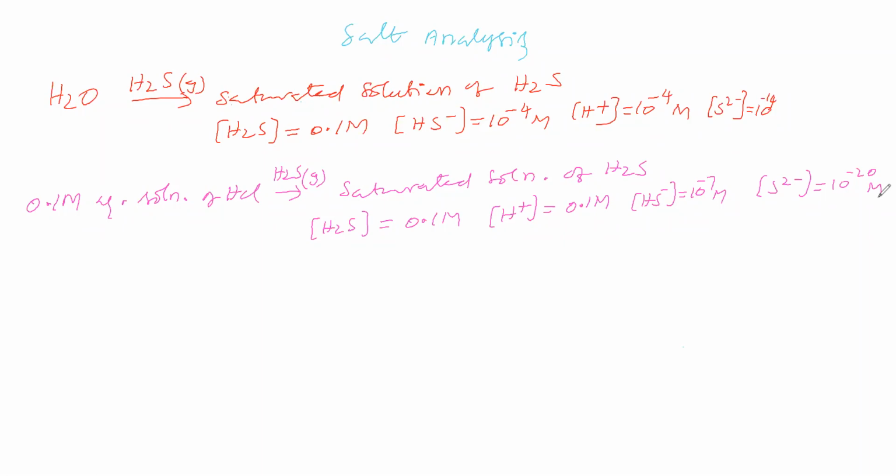Now let us compare these two. Here we got a saturated solution of H2S, and here also we got a saturated solution of H2S, but the way in which the saturated solution of H2S is obtained is different in these two cases. Here we are passing H2S gas into water and getting a saturated solution of H2S with different concentrations of species like this. Here we are passing H2S gas into 0.1 molar aqueous solution of HCl and getting a saturated solution of H2S with different species concentrations.